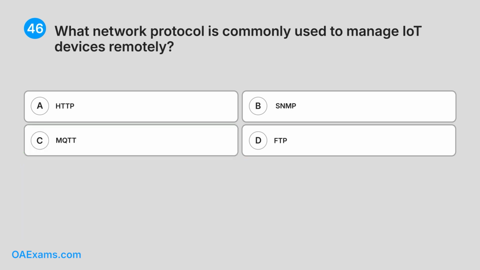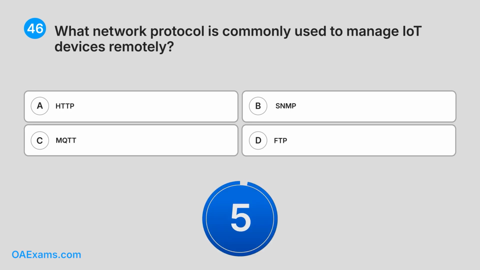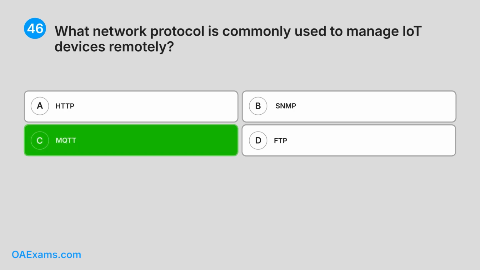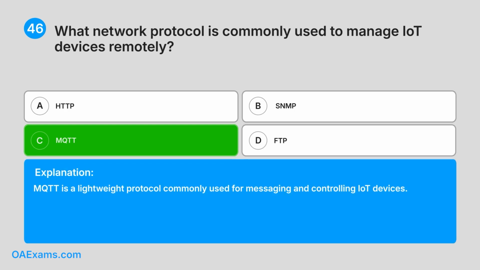46. What network protocol is commonly used to manage IoT devices remotely? A. HTTP. B. SNMP. C. MQTT. D. FTP. Can you guess the answer? Correct answer: C. MQTT. Explanation: MQTT is a lightweight protocol commonly used for messaging and controlling IoT devices.